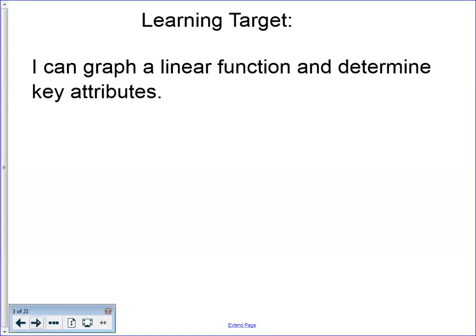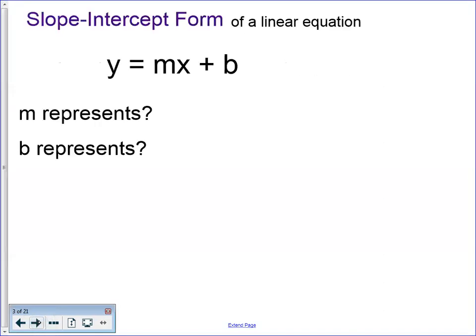So today we're going to focus on graphing linear functions and determining their key attributes. We're going to be doing a lot of graphing, but before we can do that, we're going to need to know a few things when we're given an equation in slope-intercept form, okay? Slope-intercept form is y equals mx plus b, where m represents your slope, b represents your y-intercept. You do want to write this down.